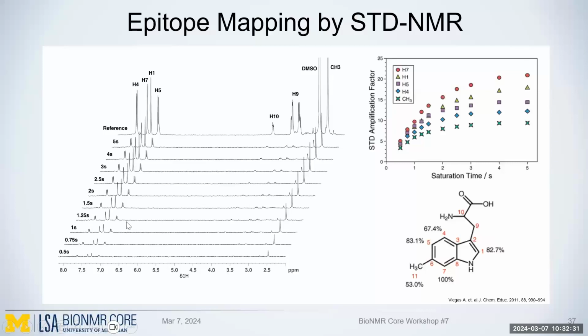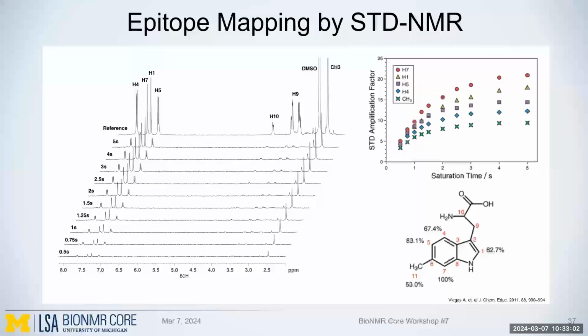And as you increase the saturation time, the STD signal in the STD spectrum also increases, as you can see here. So we can quantify those signal intensities. The graph on the right shows that as you increase the saturation time, the STD signals from each proton in the small molecule also increase. And at a given saturation time, for example, let's go to 2 seconds, proton 7 shows the highest STD signal.